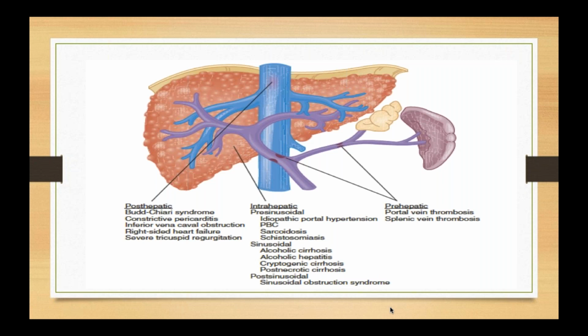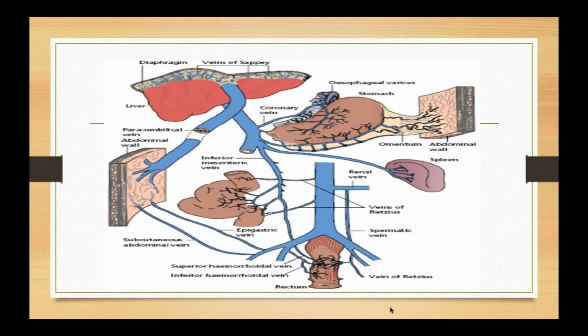Post-hepatic, of course, you can have Budd-Chiari syndrome. Budd-Chiari syndrome is the older terminology. Now we call it HVOTO, hepatic venous outflow tract obstruction. So all of these things are now known as HVOTO. Constrictive pericarditis, inferior vena cava obstruction, right-sided heart failure, severe TR, all these can result in this.